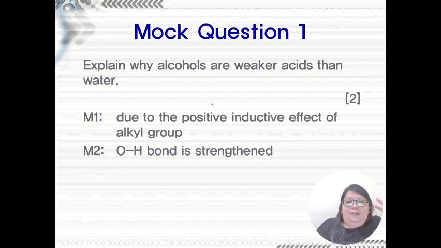So if it is a 2 marks question, this is how you answer. Ethanol is a weaker acid than water due to the positive inductive effect of the alkyl group. Be more specific. If the question asks for ethanol, you can say C2H5 group. Second mark will be the OH bond is strengthened. Because of the positive inductive effect of the alkyl group, the OH bond is strengthened. So this is how you answer a 2 marks question if you are asked to explain why alcohols are weaker acids than water.